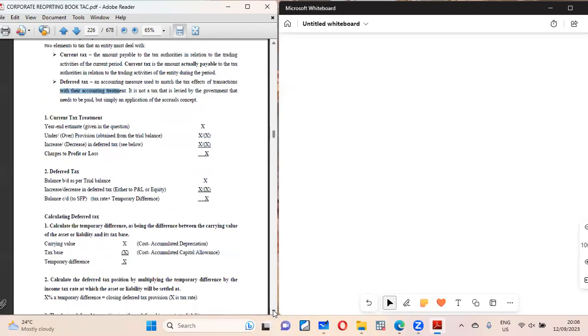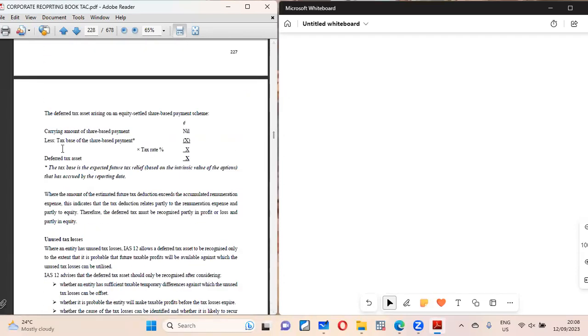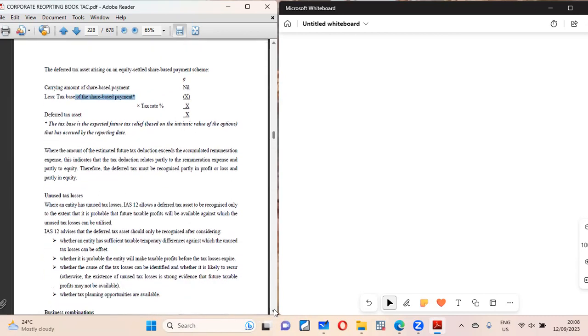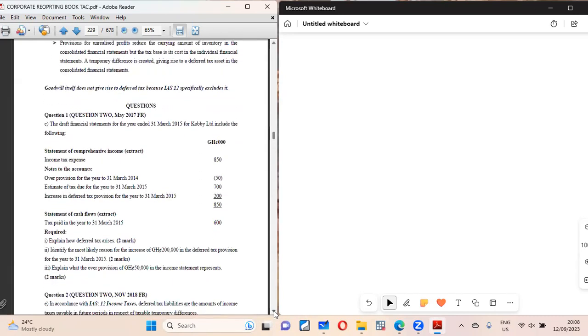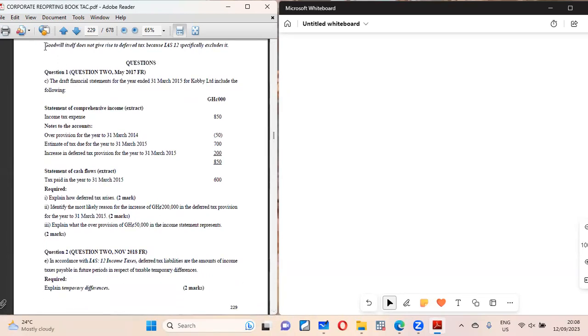Like I told you, at the corporate reporting level, you have it also in terms of share-based payment. But you are not there yet. When we get there, we will meet ourselves. And please, you do know this one I put here: goodwill itself does not give rise to deferred tax because IAS 12 specifically excludes it. So it's a key point you need to know. Now, given what we have here, we are supposed to identify likely reasons why a 200,000 deferred tax provision is seen in the year. Explain the likely reasons. But the same reasons that I gave you, the same reasons.